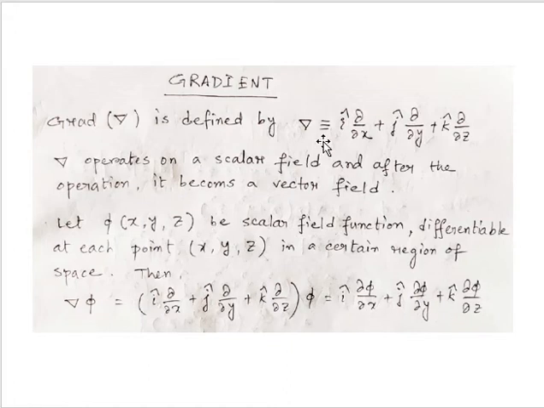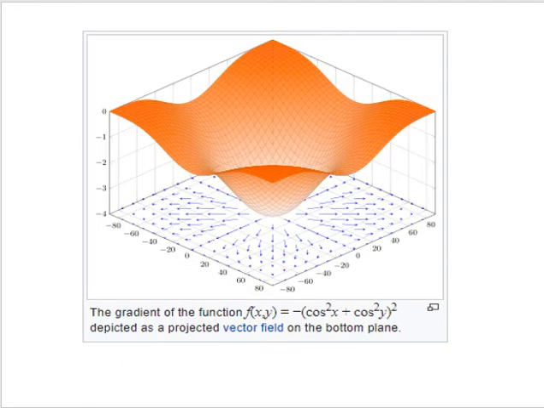Because the unit vectors i, j, k are involved in this operator, if it operates on a scalar field, it becomes a vector. So the nabla operator, or the gradient operator, if it operates on a scalar field, gives a vector field. Now, how can we represent this gradient operator geometrically?